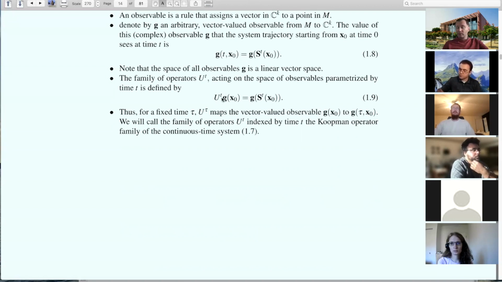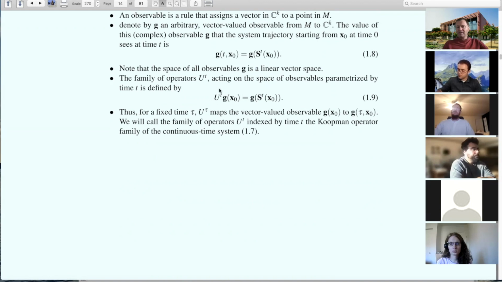Note that at this point, I'm working on an absolutely most general set of observables, set of functions. A function is just a rule that assigns a number, a complex number, to a point, or a vector of complex numbers to a point, right? So I didn't put an assumption that those functions are smooth. I didn't put an assumption that those functions have any other property than just being functions. And so I'm just monitoring how an initial function is being transported to some function at a later time.